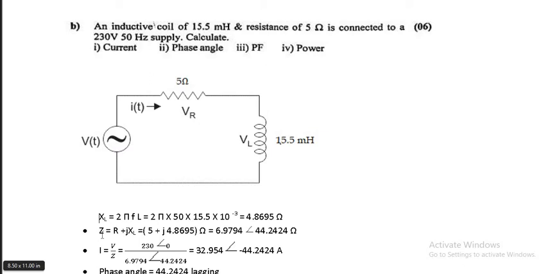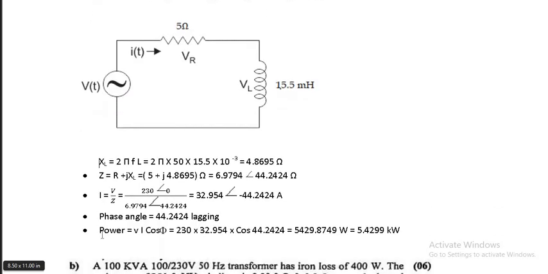So the phase angle will be 44.2424, and whenever you will be writing anything regarding power factor or phase, you'll have to write along with that as lagging. Since it is inductive circuit, it has to be lagging.